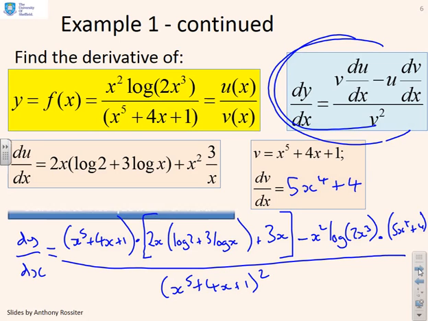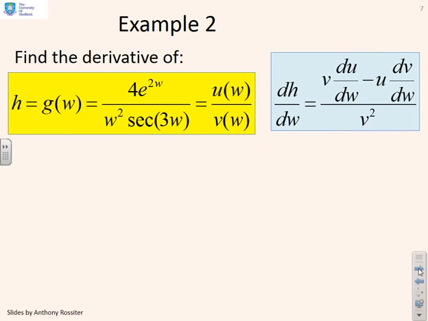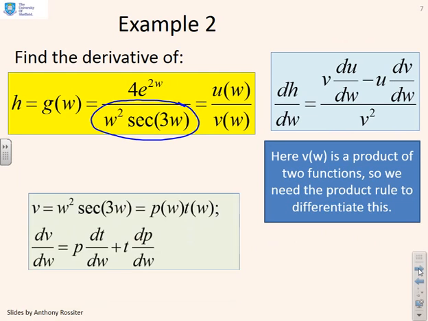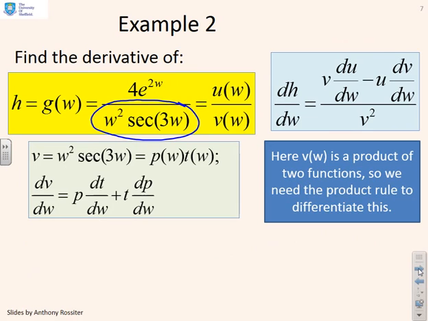Right, next example. So g of w is 4e to the 2w over w squared sec 3w. Now in this case, you'll see the denominator is a product of two terms. So I'm going to need the product rule in order to work out the derivative of the denominator. So here we go. The denominator is w squared sec 3w, and I'm going to write that as a function p times a function t.